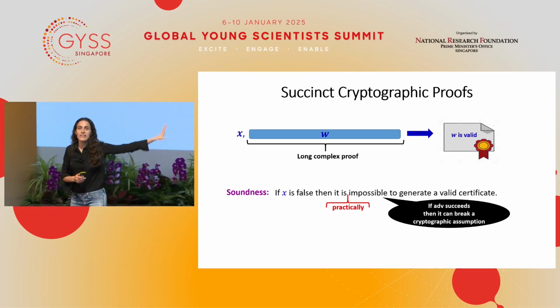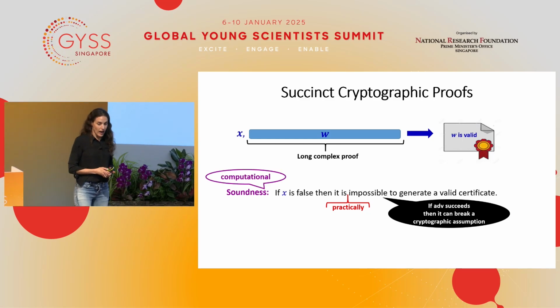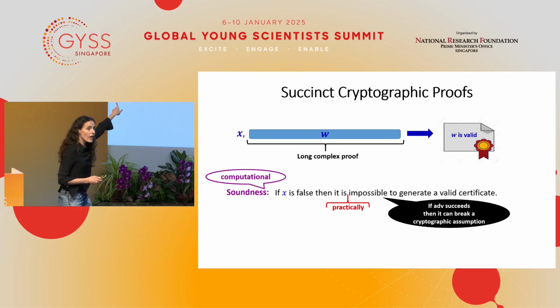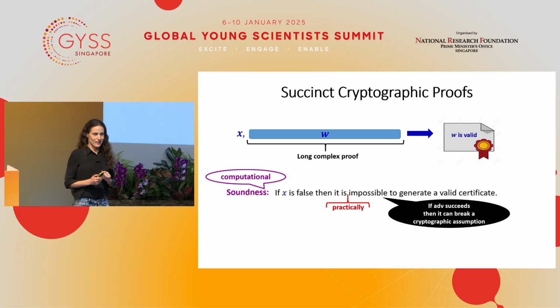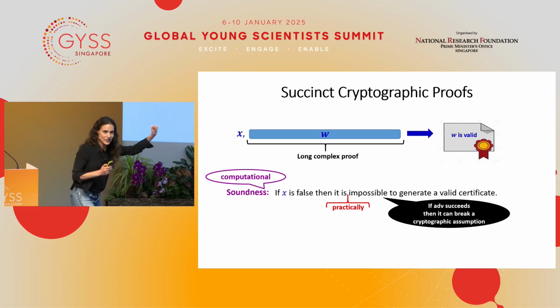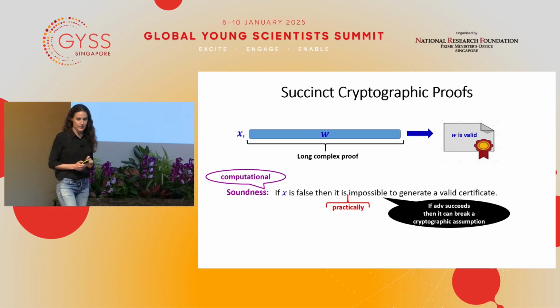Okay, so this is the definition. This is kind of the idea of how we get around the impossibility result. And instead of soundness, we call it computational soundness, because it's hard to find a fake proof, not that it does not exist.